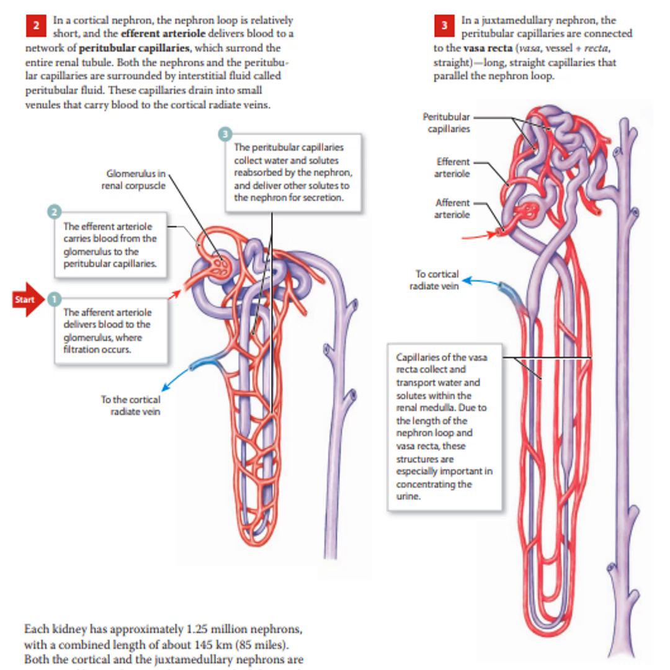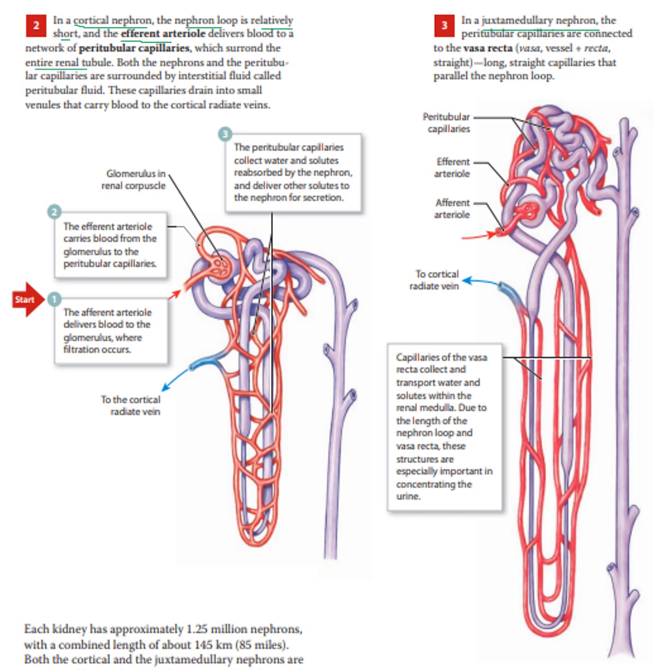So in this image we'll compare the vasculature of the cortical nephron and the juxtamedullary nephron. First we'll talk about the cortical nephron. In the cortical nephron, the nephron loop is relatively short, and the efferent arteriole delivers blood to the network of peritubular capillaries, which surround the entire renal tubule.